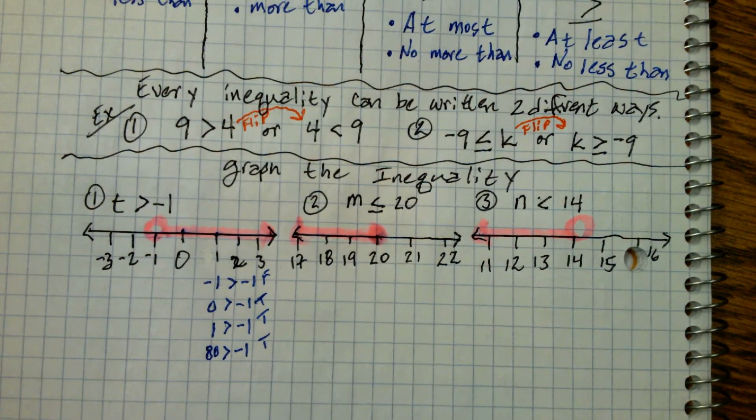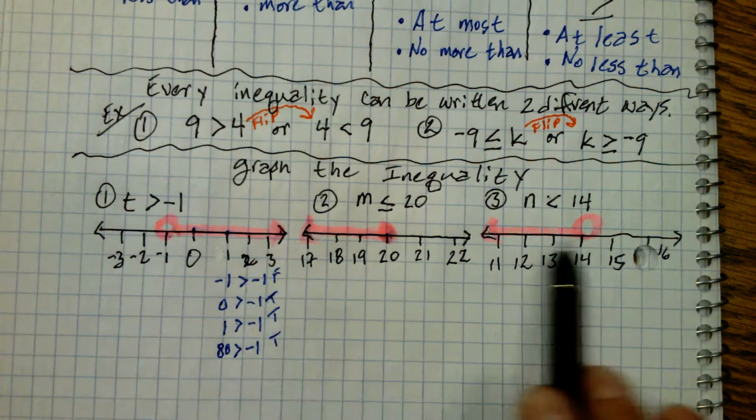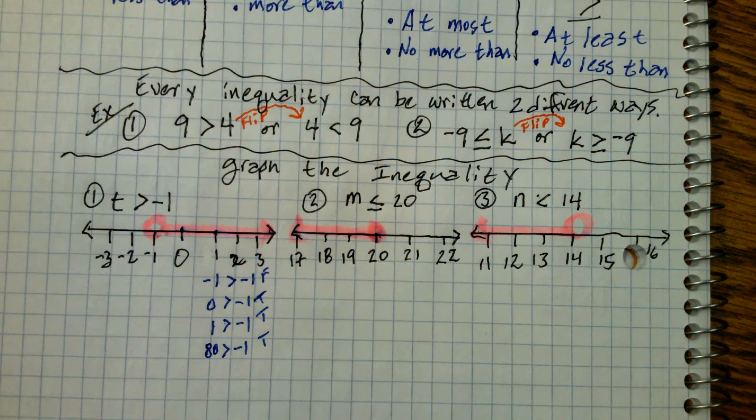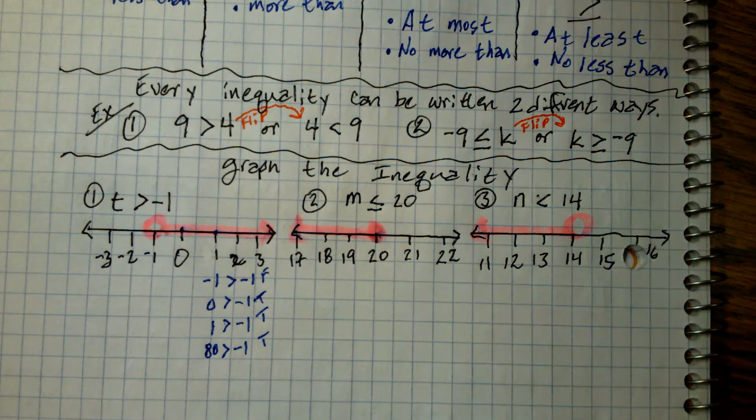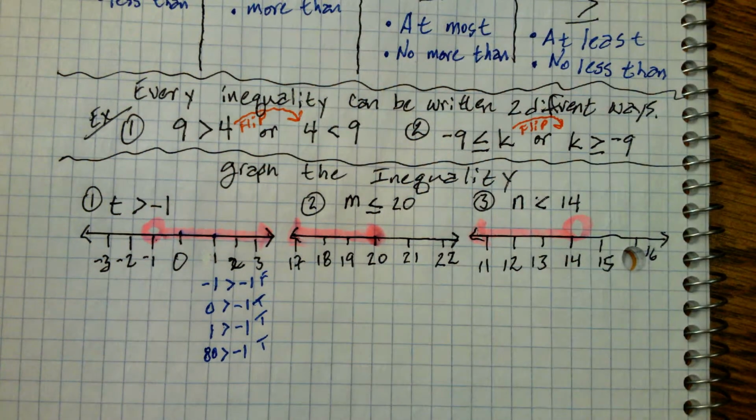You think you got that? Easy enough? All right. Let's do the reverse. For the next examples, I'm going to give you the graph and you're going to write the inequality. Okay? You ready for that? Let's try it out.